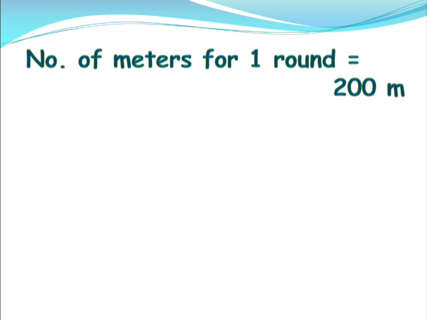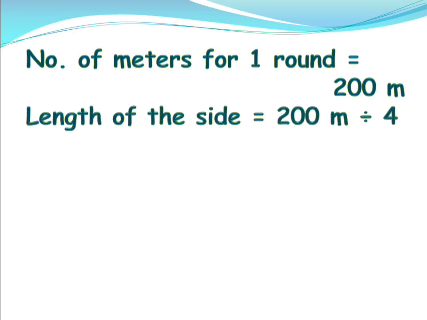What we have to find? That means the perimeter of the square park is 200 meters, isn't it, children? Now we have to find the side. That is, length of the side is perimeter 200 meters divided by 4. Why are we dividing by 4? Because 4 sides, right? 4 equal sides for the square. So that's why we are dividing by 4.